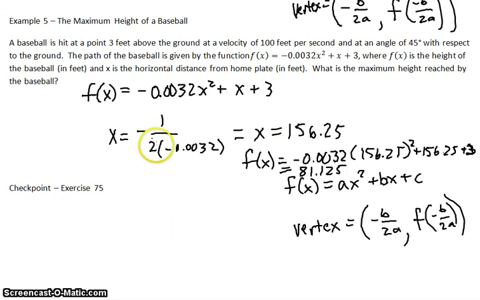So what this is saying is that my vertex is, well, I said that backwards. The x-coordinate of my vertex is 156.25 and the y-coordinate is 81.125. What this means is that the baseball reaches its maximum height of 81.125 feet when it is 156.25 feet away from home plate.